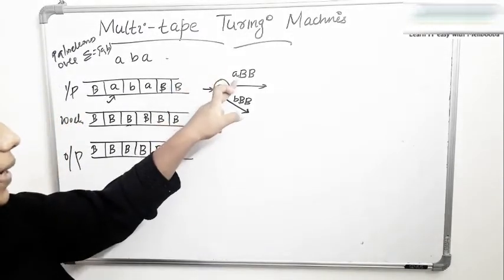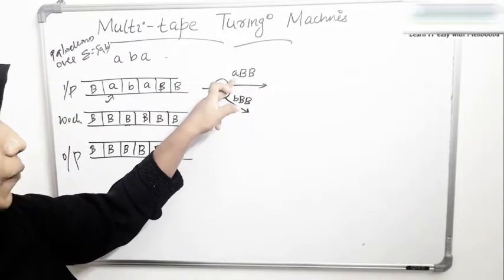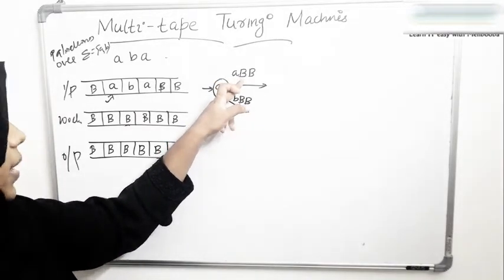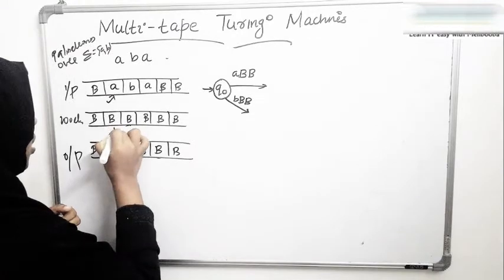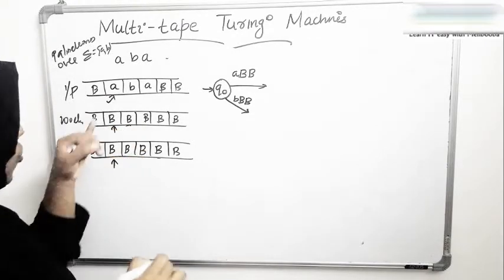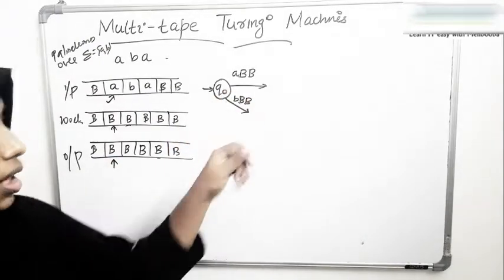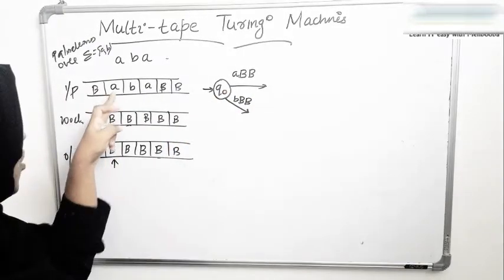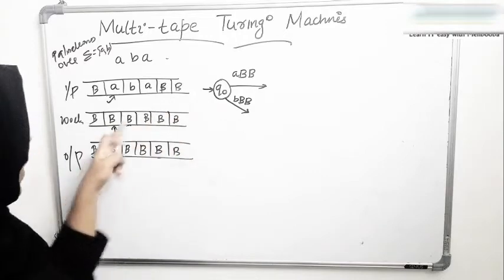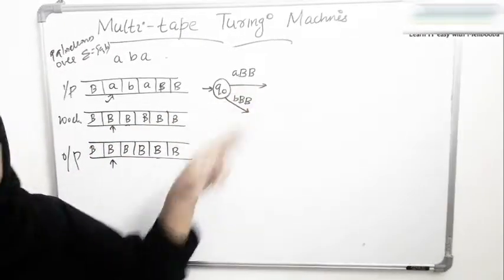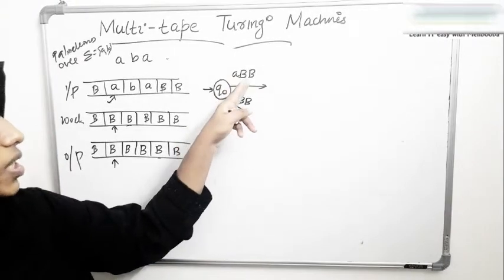Now this ABB comes like this. This is the tape 1 symbol. This is the current symbol in tape 2. So these are the current symbols. In tape 1 it is A, in tape 2 it is blank, and in tape 3 it is blank. BB means in tape 1 it is B, in tape 2 it is capital B, and in tape 3 it is capital B. That is how we write this: tape 1 symbol, tape 2 symbol, tape 3 symbol.